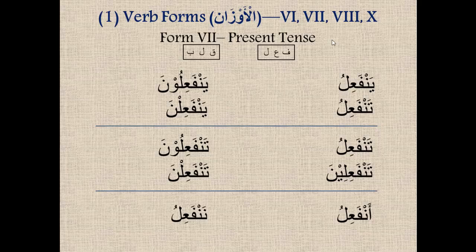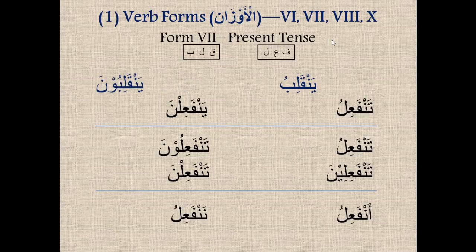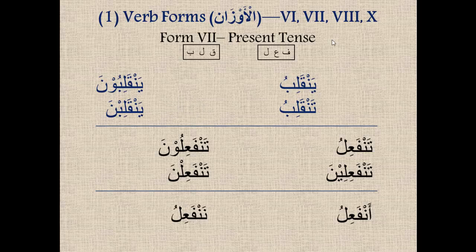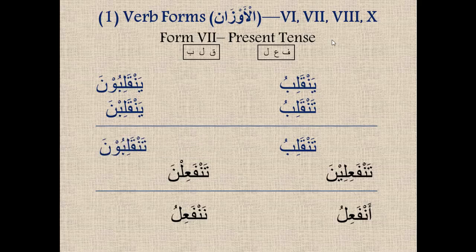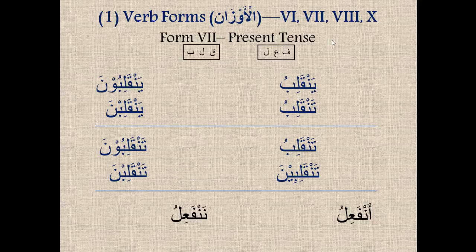Present tense ينفعل ينقلب, ينفعلون ينقلبون, تنفعل تنقلب, ينفعلن ينقلبن, تنفعل تنقلب, تنفعلون تنقلبون, تنفعلين تنقلبين, تنفعلن تنقلبن, أنفعل أنقلب ننفعل ننقلب.